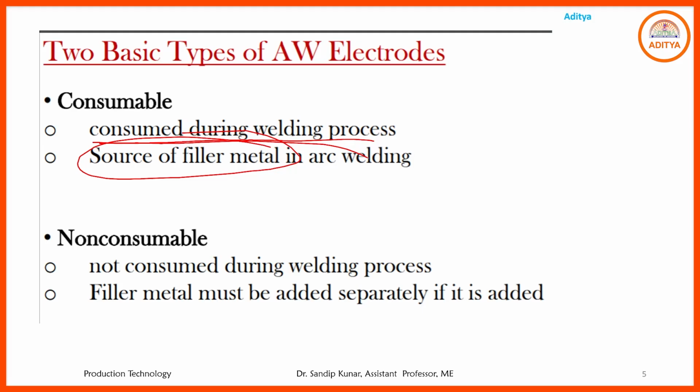In the case of non-consumable, the electrode is not consumed during the welding process. Filler metal may or may not be used. As per requirement, if we use filler material with a non-consumable electrode, we add it separately.